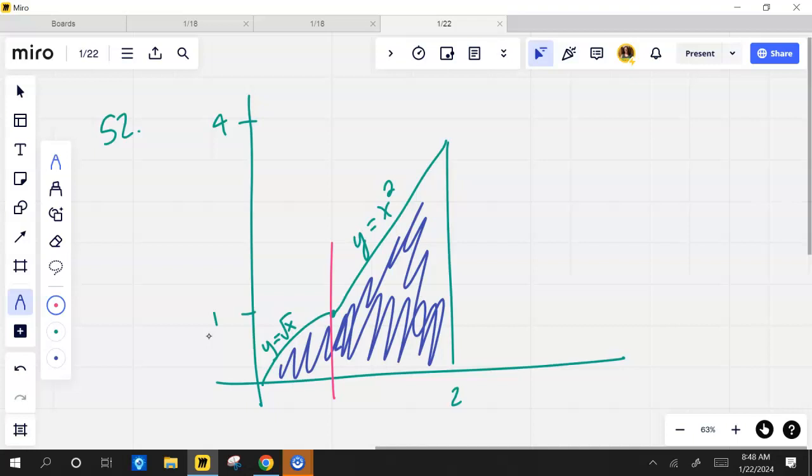What's happening at that point? Tell me what is special about this point right here. They both meet. So that point exists on both graphs. Agreed? So the square root of x is the same thing as x squared at that point. Yes?